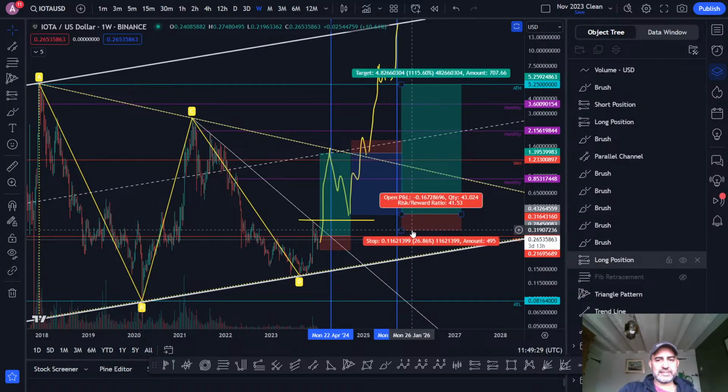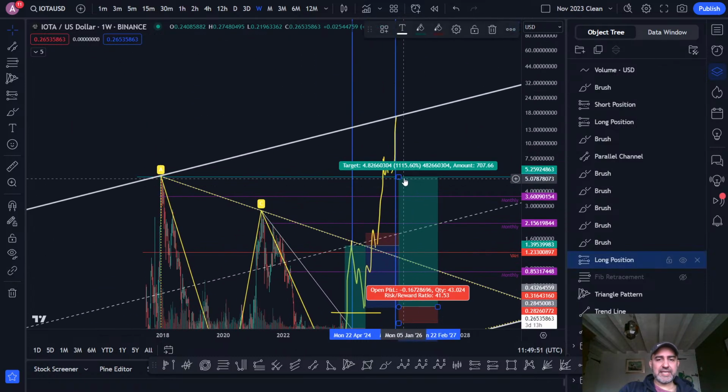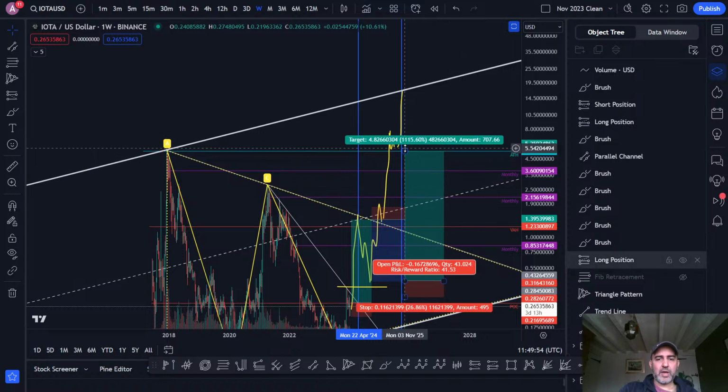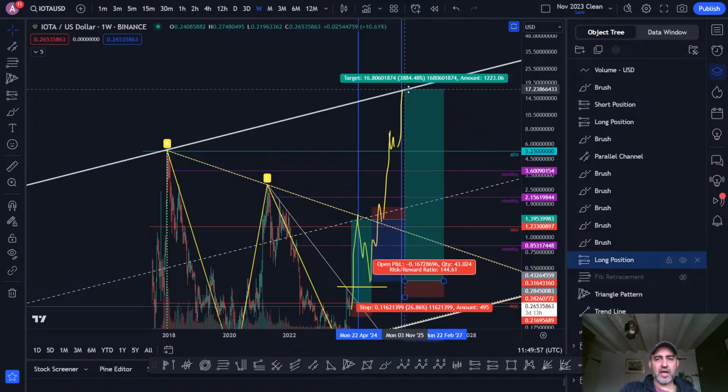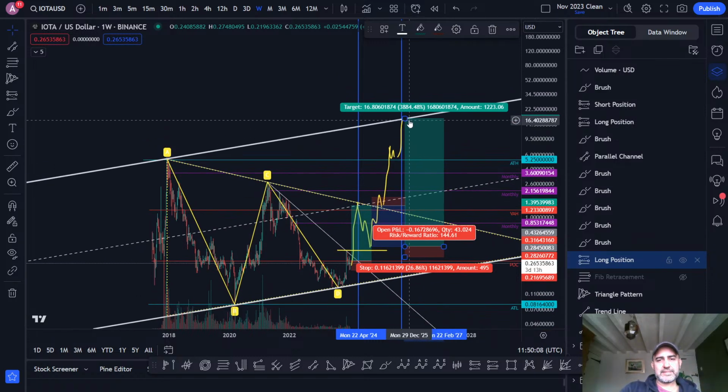If you have a wide invalidation like what I've put now, you're looking at a 1-to-41 risk to reward ratio. So you risk $1,000 and you could potentially make, just to the all-time high, $41,000. Literally, that's the trade. And obviously you're taking profit along the way, but if it goes to the higher target, then potentially it's, oh my god, a 1-to-144 trade.